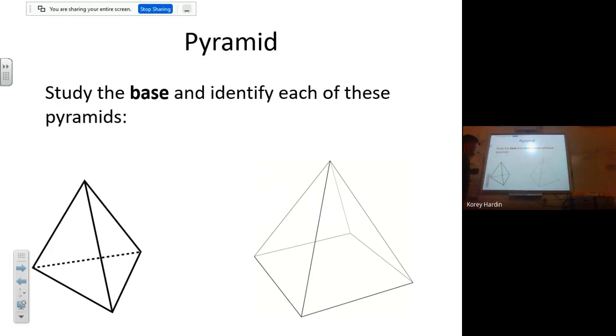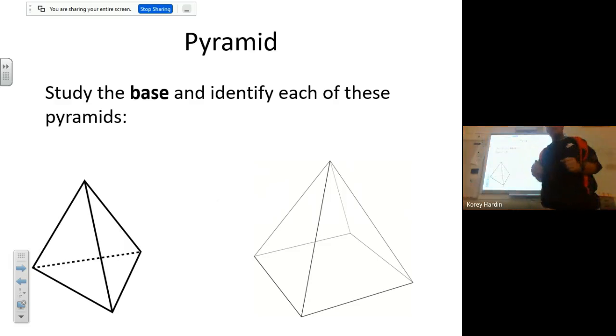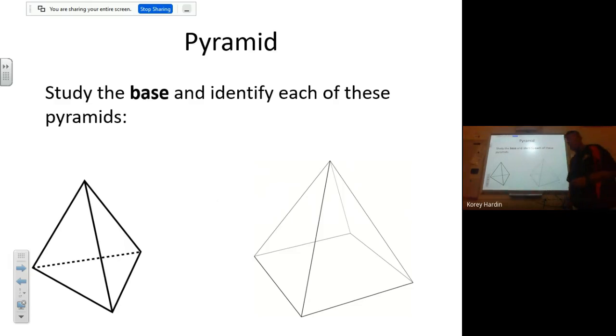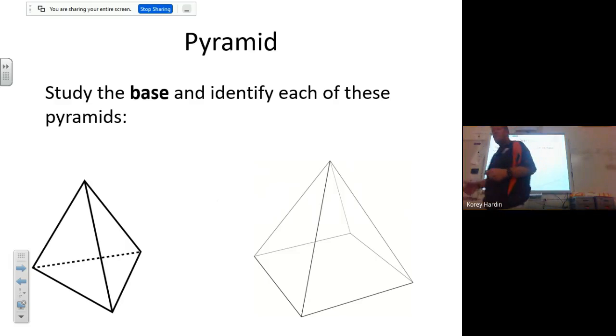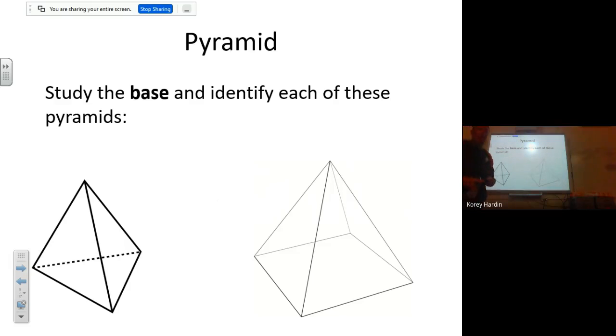Now, on the board, I've got two pyramids, okay? With this pyramid, like I said, you've got to study the base because on the left, that base is different than the one on the right, all right? See if you can tell me what's the difference in those two pyramids. So look at the base once again. The base on the left is going to be a triangle, and the base on the right is going to be a square. All right? Now, how many sides does a triangle have? 3. How many sides does a square have? 4.